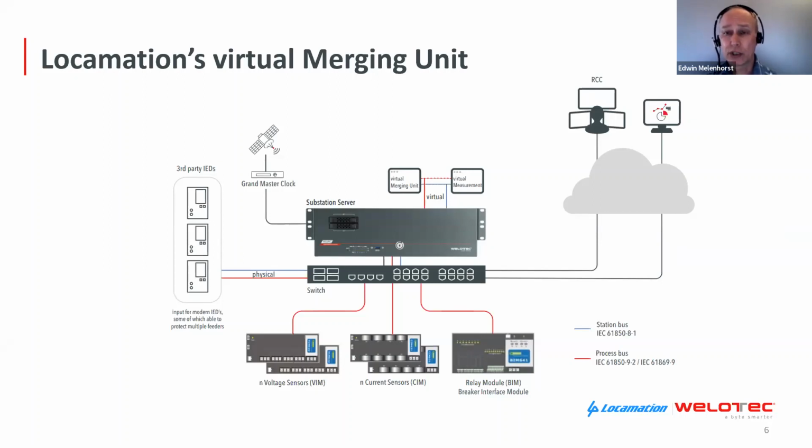As you can see in this schematic setup, the voltage and current interface modules, called VIM and CIM, are connected to a commercially off-the-shelf network switch. The interface modules publish sampled value streams based on the IEC 61869 standard, which defines several variants for sampled value streams.